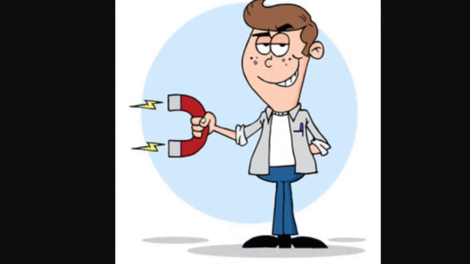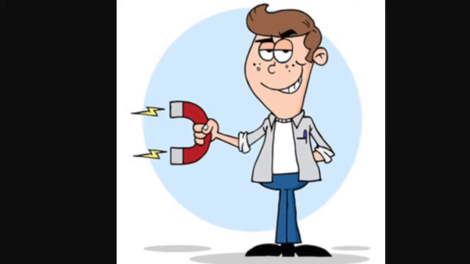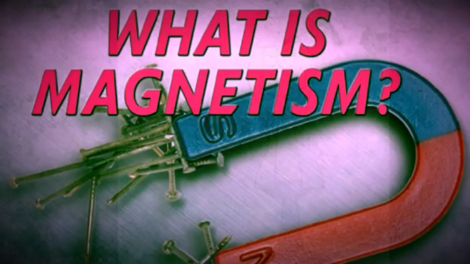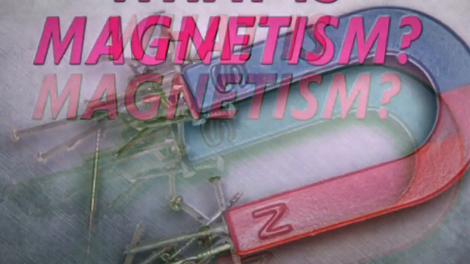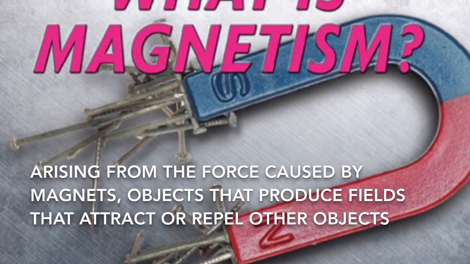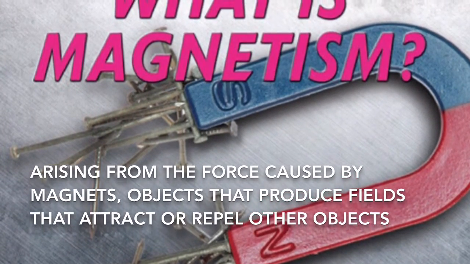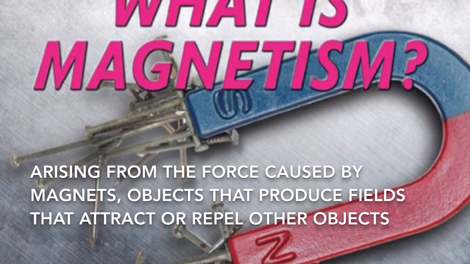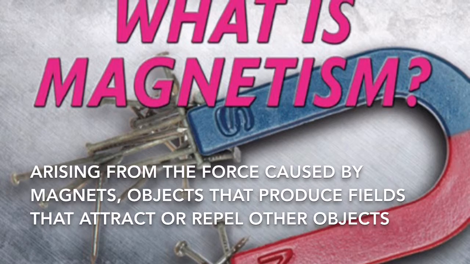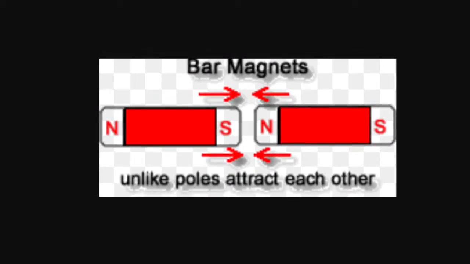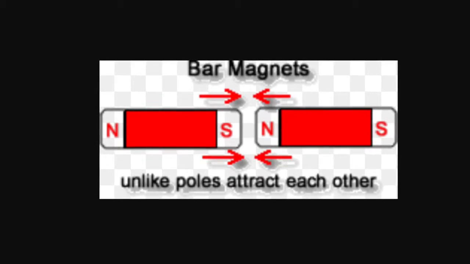I'm Mackenzie and I'll be walking you through magnetism, what it's all about. First of all, what is magnetism? Magnetism refers to physical phenomena arising from the force caused by magnets. These are objects that produce fields that attract or repel one another. When magnets repel or attract, the rule to remember is that opposites attract.